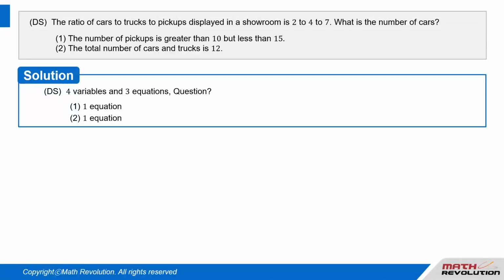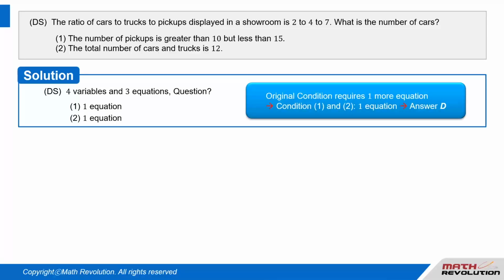Solution. Now we will solve this DS question using the variable approach. DS, 4 variables and 3 equations. Question. Condition 1, 1 equation. Condition 2, 1 equation. Let the original condition in a DS question contain 4 variables and 3 equations. Now, 4 variables and 3 equations would generally require one more equation for us to be able to solve for the value of the variables.